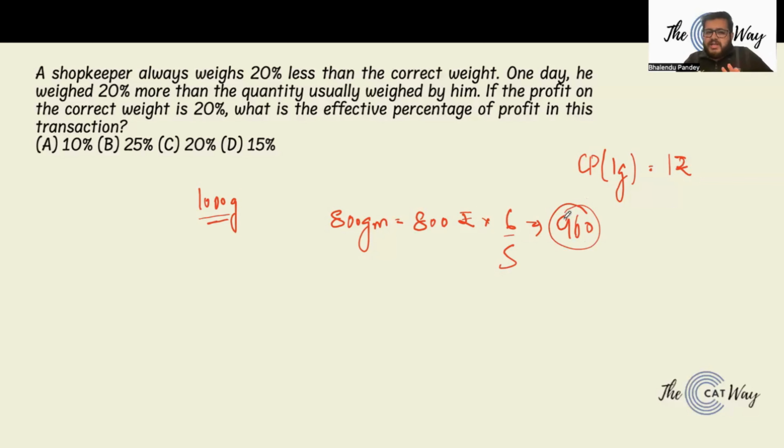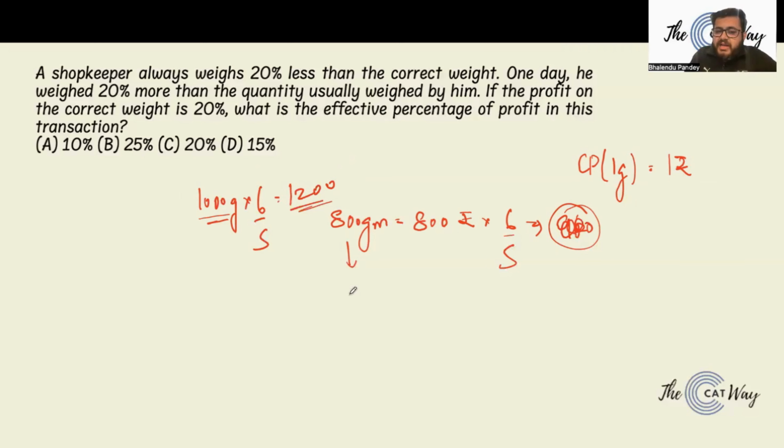Now one day, what mistake he did, he weighed 20% more than the quantity usually weighed by him. So he weighs how much? 800 grams, right? Okay, the profit on correct weight is 20%. Sorry. Correct weight is 1000 grams, right? So 1000 gram ka cost price is 1000 rupees. So if he has to gain 20%, he has to sell at 1200. So he's charging me or the customer 1200 rupees and saying that I'll give you 1000 grams. But after charging 1200 rupees, he's only giving you 800 grams.